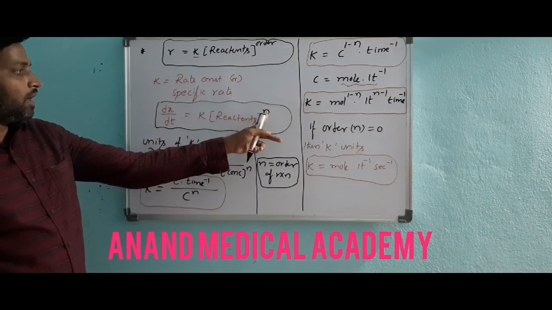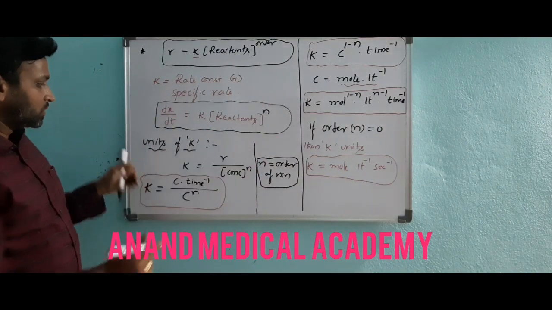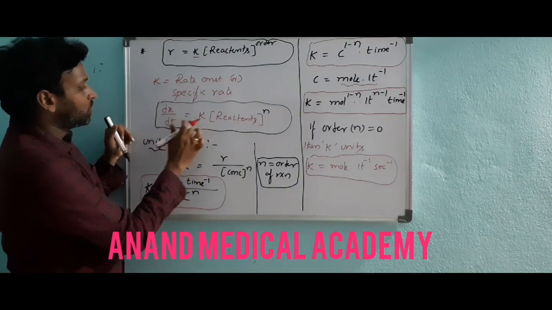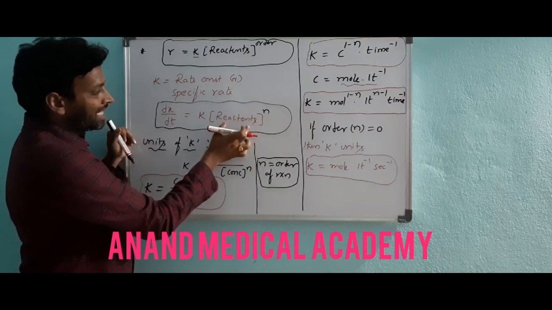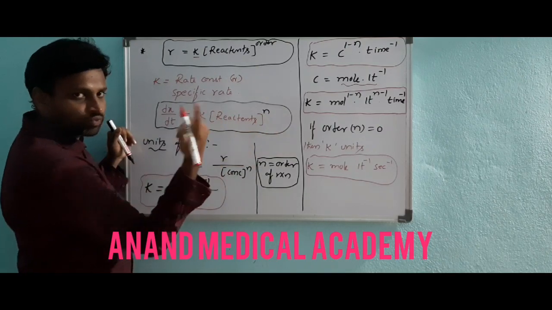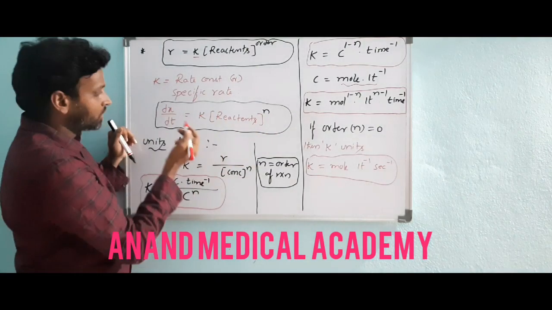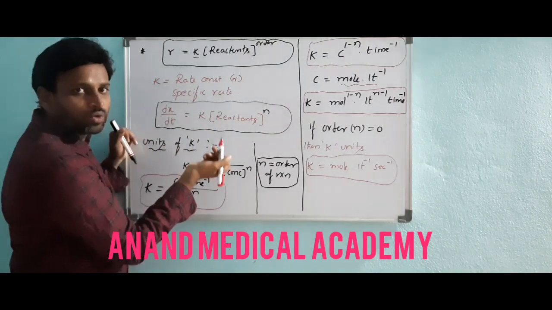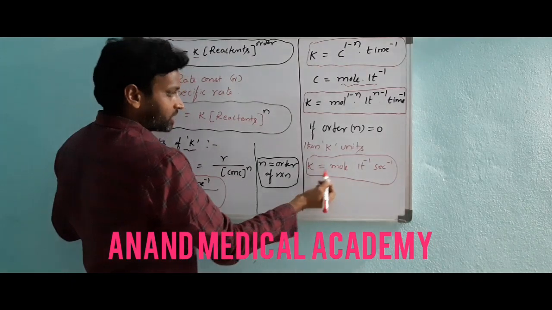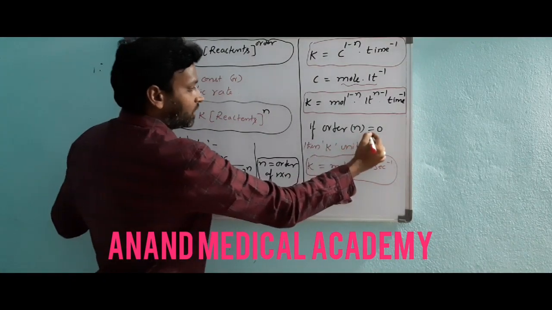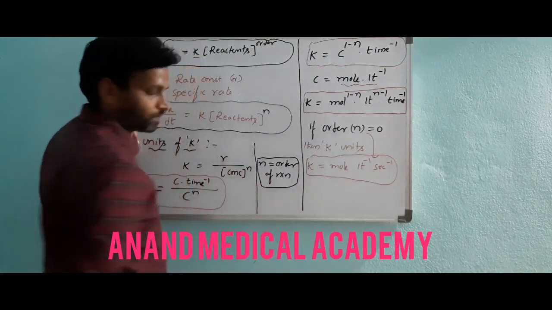Because here n is 0. So R is equal to K into concentration of reactants power 0. Reactant power 0 means 1, something power 0 is 1. So R is equal to K. So the rate of reaction units is nothing but K units if the order is 0.